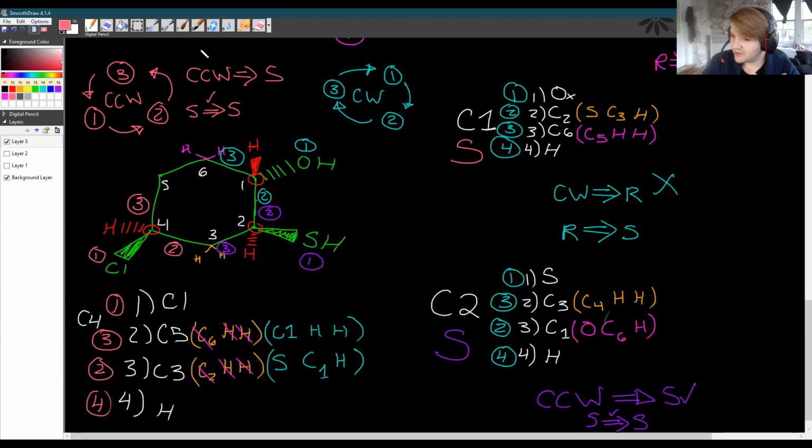What is important about this is that what we can do now is describe the naming of this molecule. So what I would tell you is, oh, my mouse died. I wonder why it's not working.